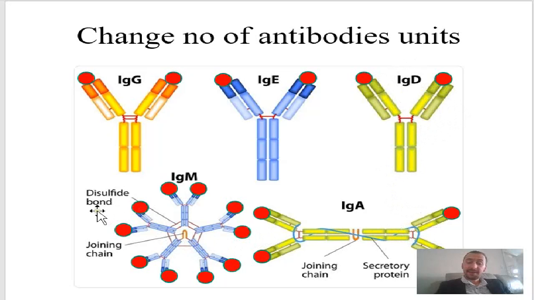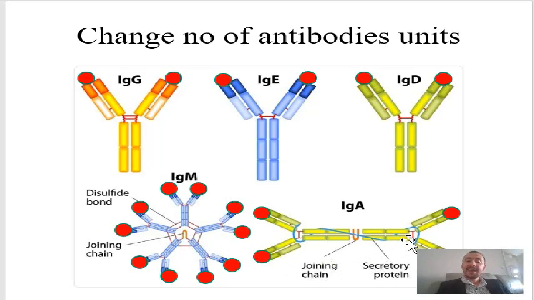IgM is a different scenario altogether. It involves 5 monomers of IgM, and those monomers are joined together as one complex via a joining chain. And what this means is that IgM, when it's in this conformation, has the ability to bind to 10 antigens. So IgM is very, very effective at clearing up or aggregating a whole range of antigens very quickly.